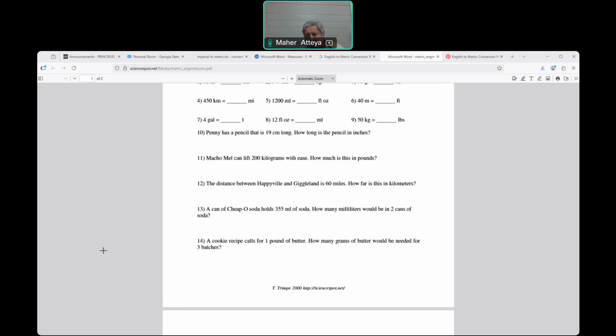So 1 can has this amount. If you have 2 cans, just multiply the value by 2. If you have 3 cans, multiply by 3. So let's take the last one.